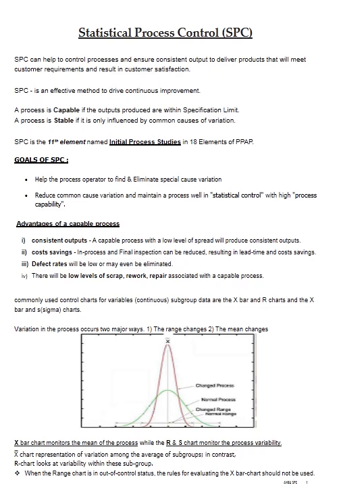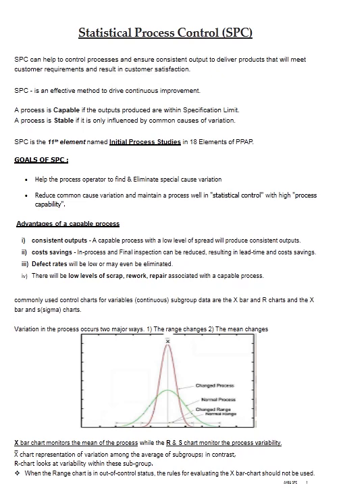Cost savings: in-process and final inspection can be reduced, resulting in lead time and cost savings. Defect rates will be low or may even be eliminated. There will be low levels of scrap, rework, and repair associated with a capable process.